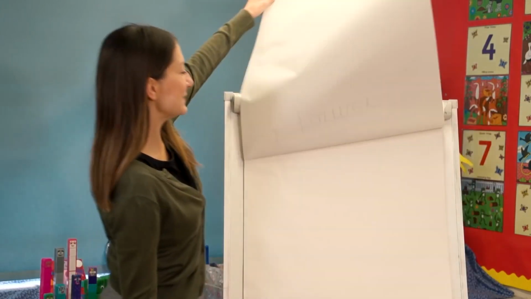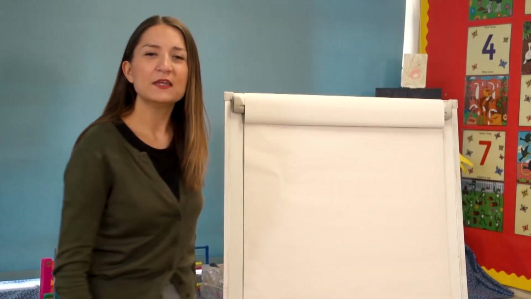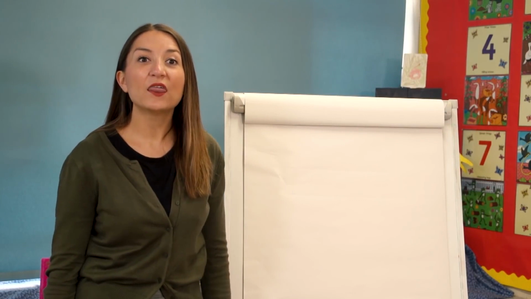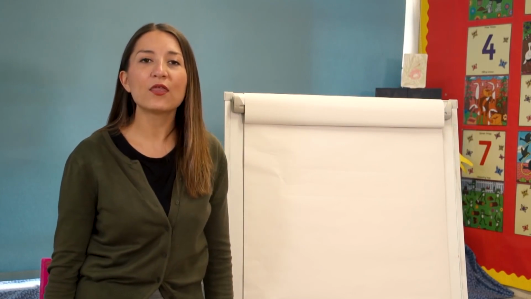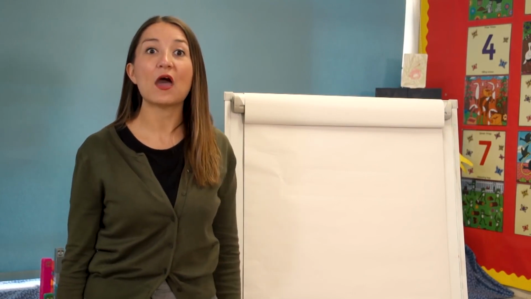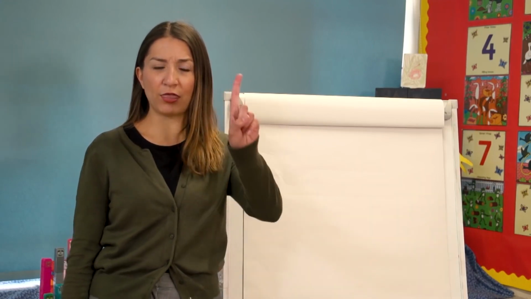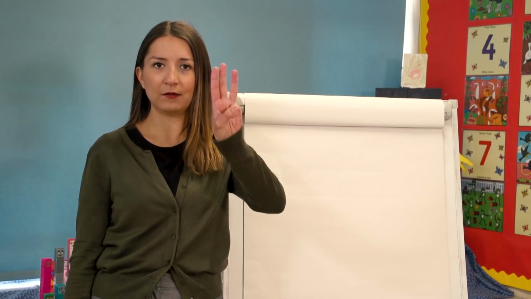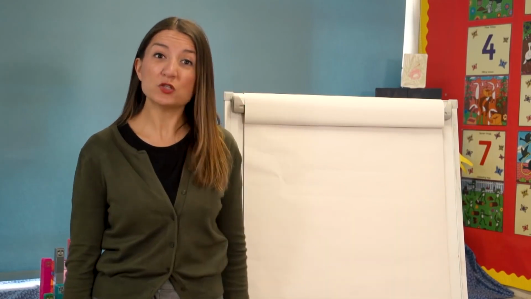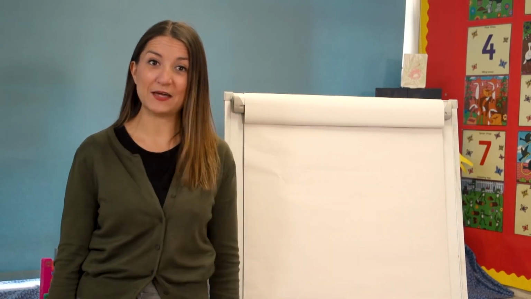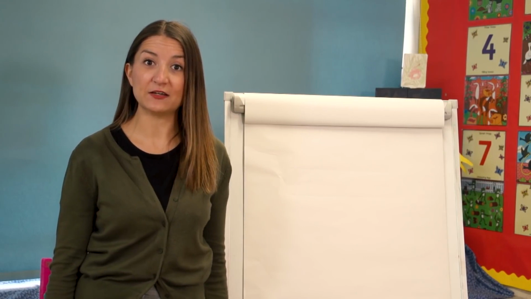Lovely. Right, let's spell thicker. Segment the sounds with me. Thicker. th-i-ck-er. Let's count how many sounds there are. th, i, ck, er. That's four sounds. Watch me write thicker. Remember, I need four sounds. The first sound is a digraph.